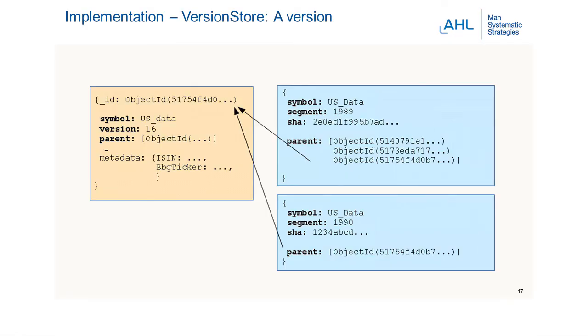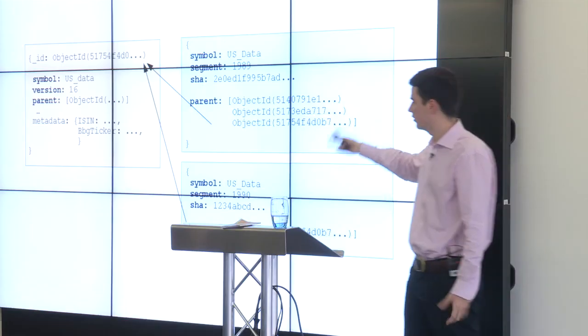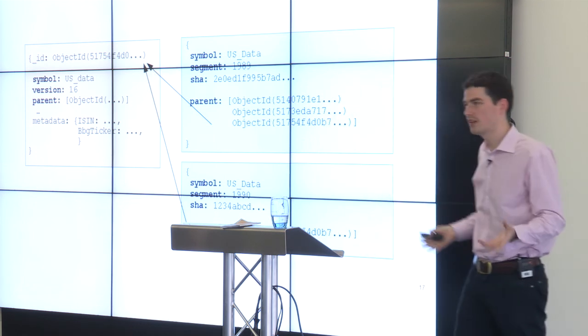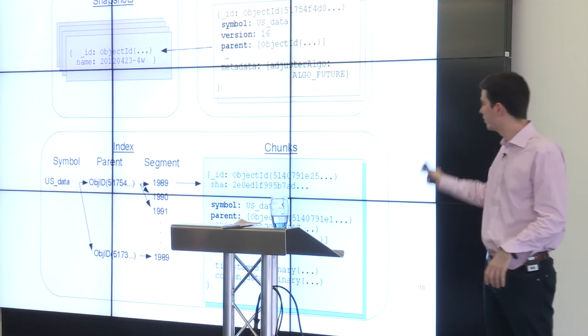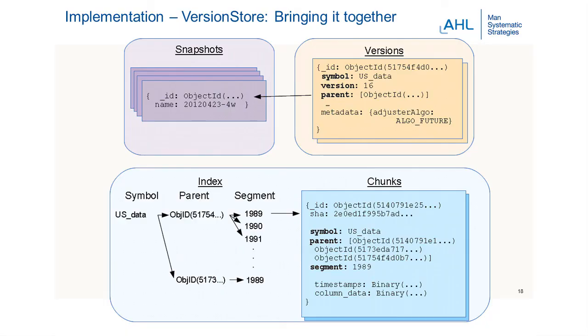So we then have a version document, which is a US data version 16. It too has a parent, which is a snapshot in this case. And because it's Mongo, you've got a metadata sub-document in there, which is just ISINs, Bloomberg tickers, any other bit of metadata you want to store about that symbol. So this is the schema. It's trivial. But it's really fast. I promise you. I'll show you in a sec.